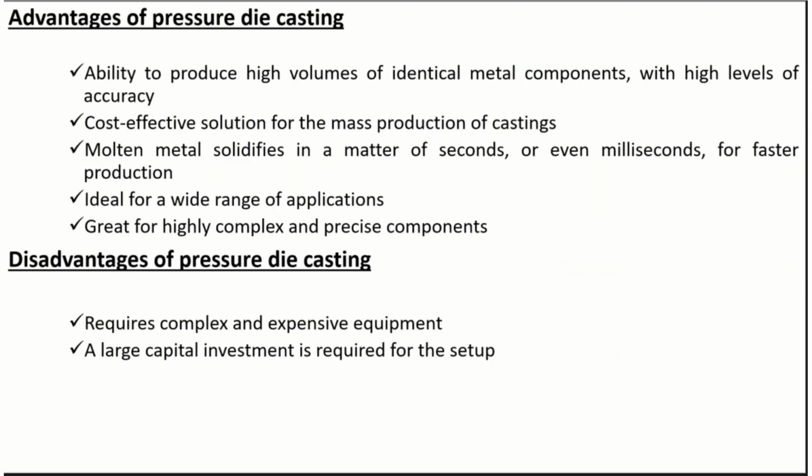Now let us have a look at the advantages and disadvantages of the permanent mold casting operation. The advantages are the ability to produce high volumes of identical metal components with high levels of accuracy. Secondly, it is a cost-effective solution because it uses only a single mold for a number of castings. Third, the molten metal solidifies in a matter of seconds or even milliseconds for faster production, so the production rate will be high. And this type of casting process can be used very widely.